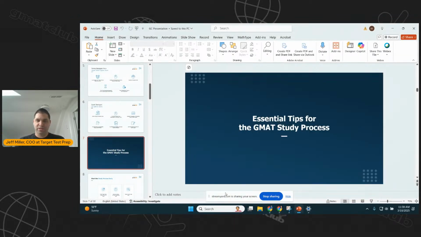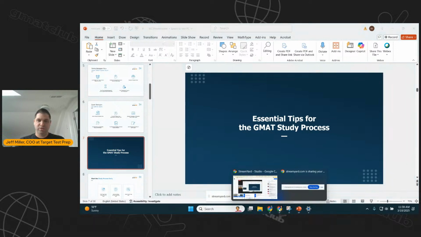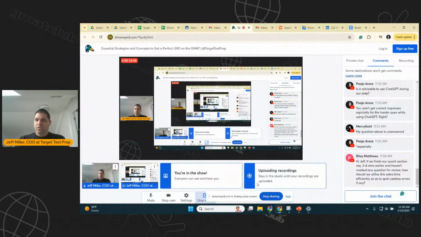All right, let me just see if there's any other questions. We finished our quant section 3 to 4 minutes earlier. Well, the ChatGPT thing, yeah, harder questions, I think you're probably not going to get correct responses. Correct. That's why I don't suggest using it. Let's see. Someone says there's another question that was unanswered.